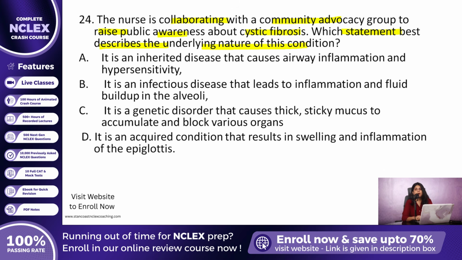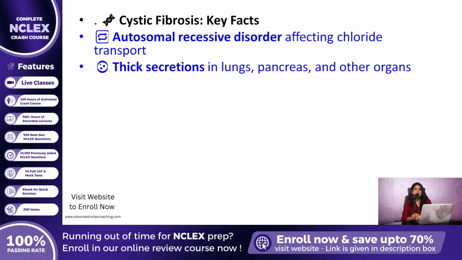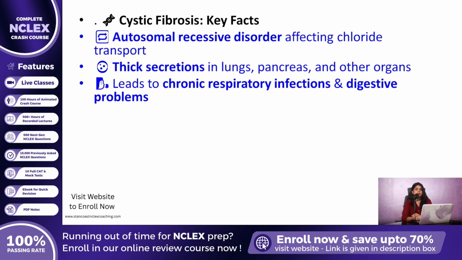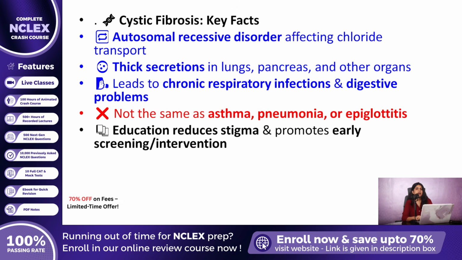The correct answer is option C. It is a genetic disorder that causes thick, sticky mucus to accumulate and block various organs. Cystic fibrosis is a life-limiting autosomal recessive condition that leads to abnormal chloride transport, producing thick secretions in the lungs, pancreas, and other systems. This results in chronic respiratory infections and digestive issues. Asthma, pneumonia, and epiglottitis are not related to the genetic and systemic nature of cystic fibrosis. Education efforts help reduce stigma and promote early screening and intervention.